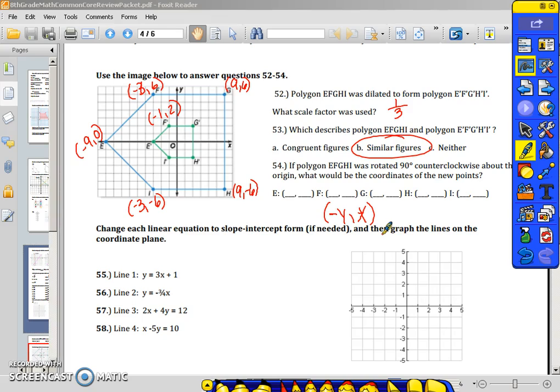So E, instead of being -9, 0, that becomes 0, -9. F, instead of -3, 6, becomes -6, -3. G was 9, 6, so now it's -6, 9. H was 9, -6, so now it's +6, 9. And I was -3, -6, so now it is +6, -3.